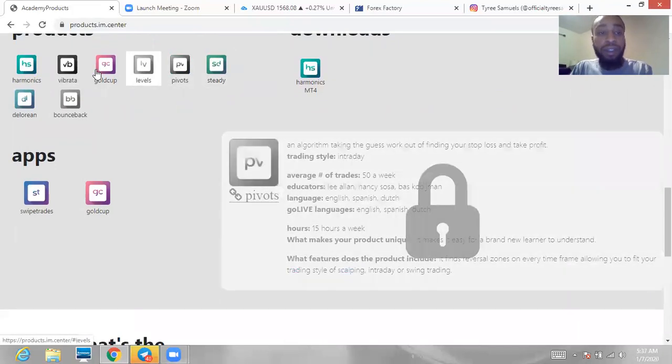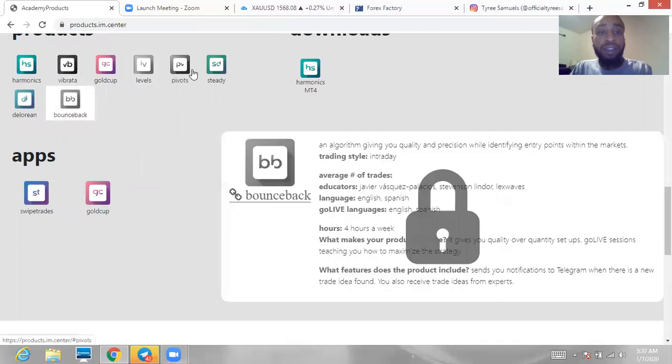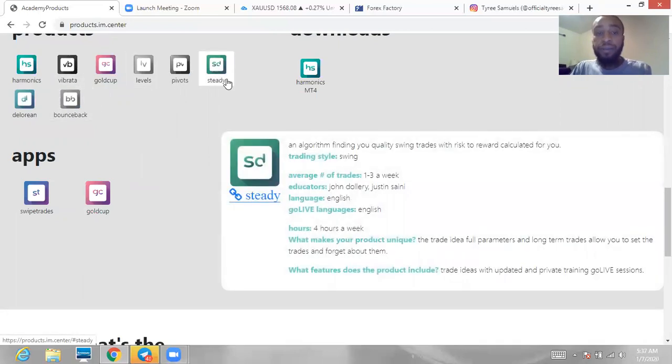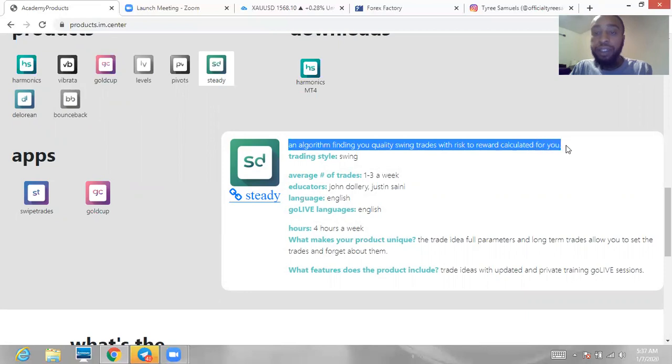Now, whenever you first initially click on Steady, there's going to be information that you can read, as well as on all the other products, so that you're aware of what exactly you have the ability to take advantage of. So it's Steady, as it says here, it is an algorithm finding you quality swing trades with risk to reward calculated for you.